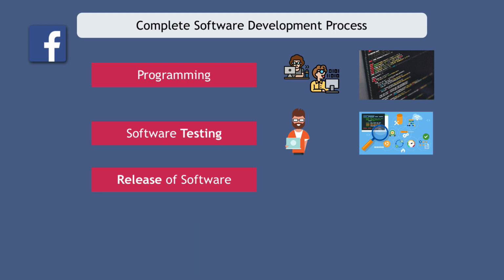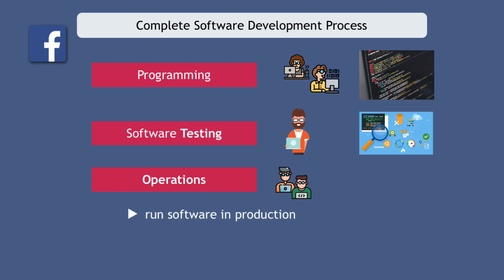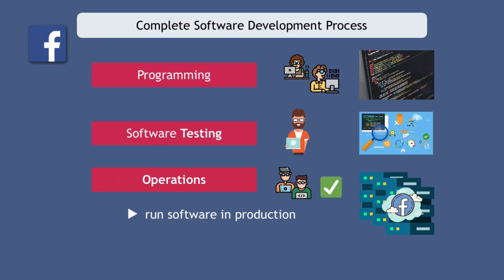And this is where the part of operations comes in, right? IT operations is another part of the software development and delivery lifecycle that is in charge of running software in production. So in this case, the IT operations will be responsible for taking that new feature and running it successfully on the existing production servers, so that new users can get access to it.